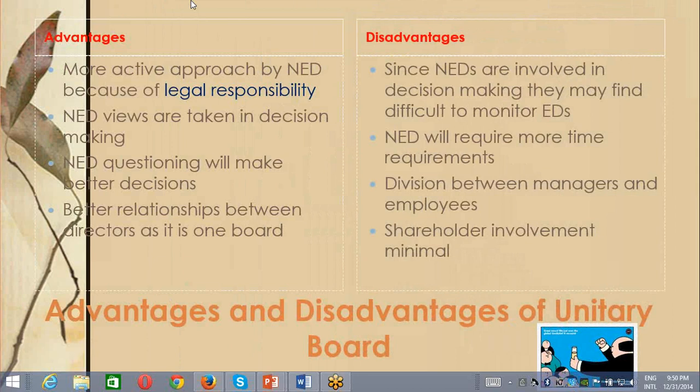Today at our board meeting, one of the directors said, look here, I was not involved in this thing, that thing. So the managing director said, you are number 2. How can you say that you did not get involved? You got involved in everything. Yeah. So there can be some kind of a difficulty to monitor the EDs.